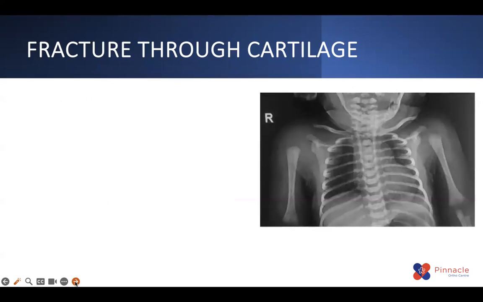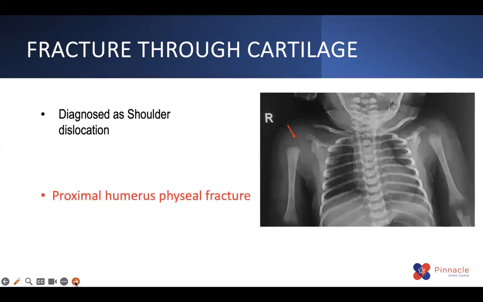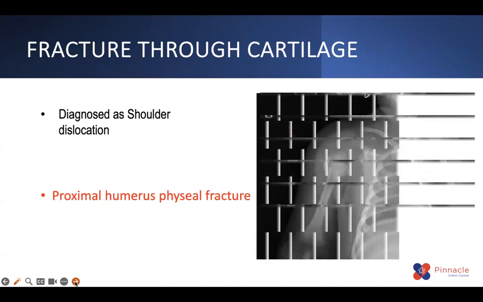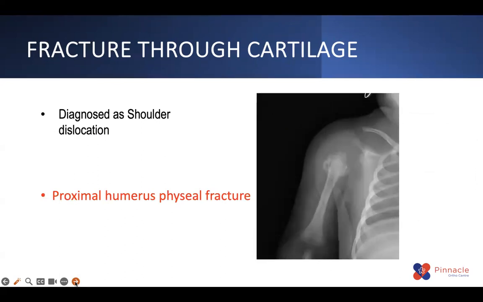Another example now, this time the shoulder. You can see that the medial clear space in the right shoulder is definitely more than on the left, and this was diagnosed to be a case of shoulder dislocation. However, this is not a shoulder dislocation. This is a proximal humerus physeal fracture. If a follow-up X-ray is done after 2 weeks, you can see callus around the proximal humerus metaphysis.